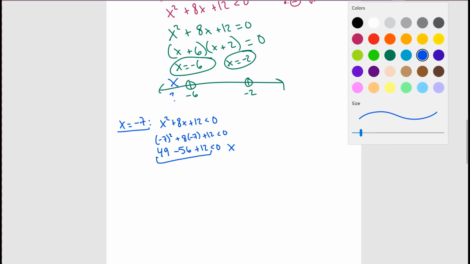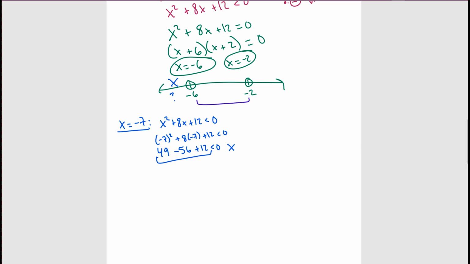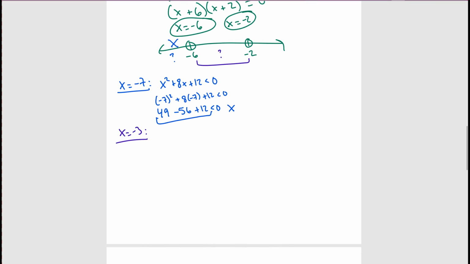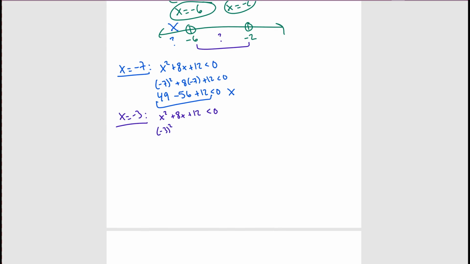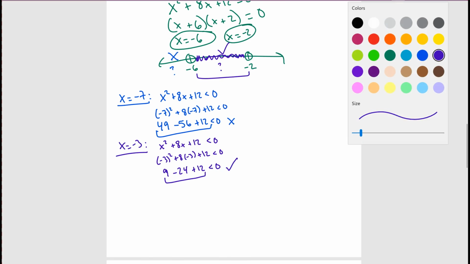Okay, now let's choose a number that's in between these two numbers. So for example, x equals negative 3. So I'm going to have x squared plus 8x plus 12 is less than 0. I'm going to plug in negative 3. So 9 minus 24 plus 12 is less than 0. Clearly, this is going to be a negative number. So everything here will be a solution. So this is okay. We got negative values. That is correct. And now finally, we just got to check the other side.